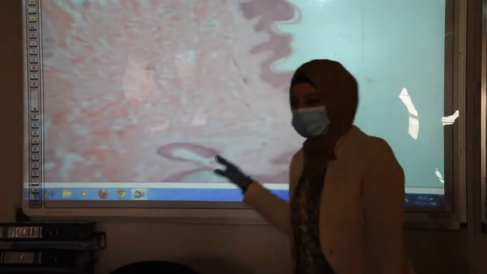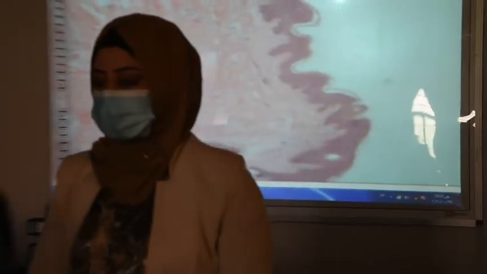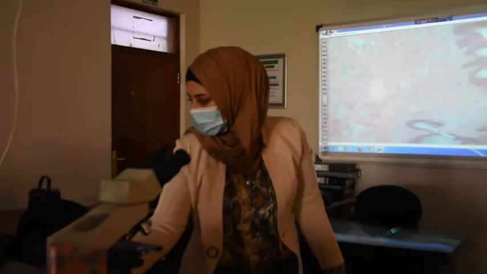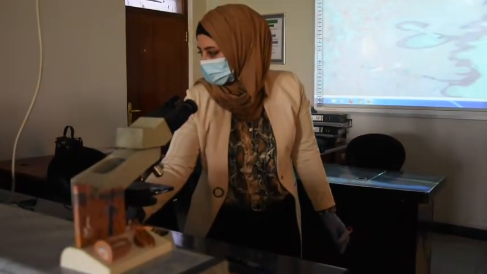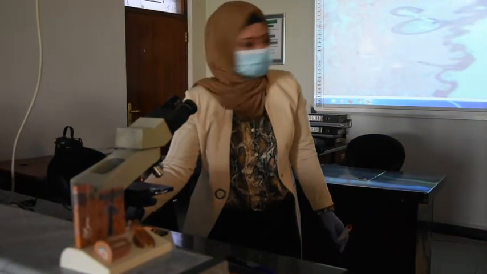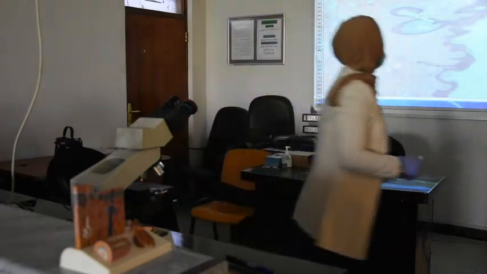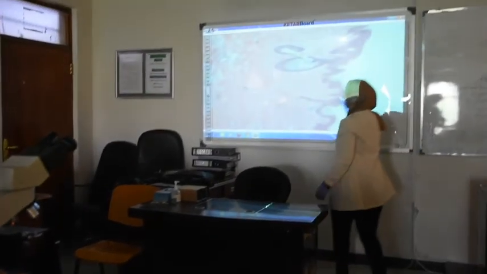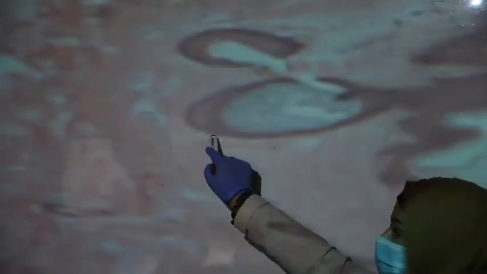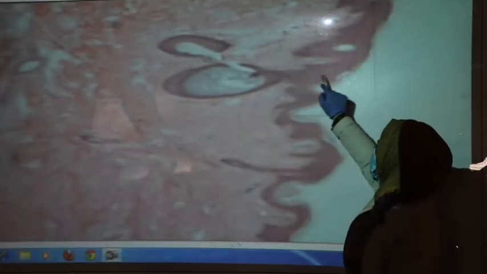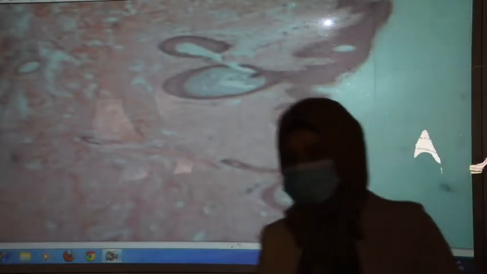On this slide, we can also see this complex, nice structure. These are a hair follicle. That is highly innervated, and it extends until it opens the hair shaft to the skin surface. Okay.